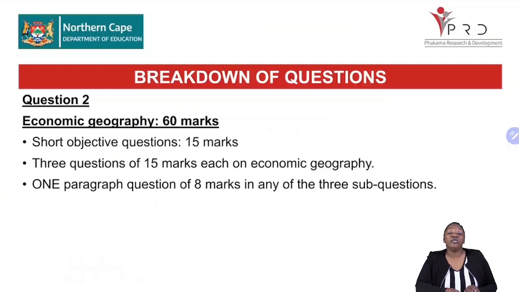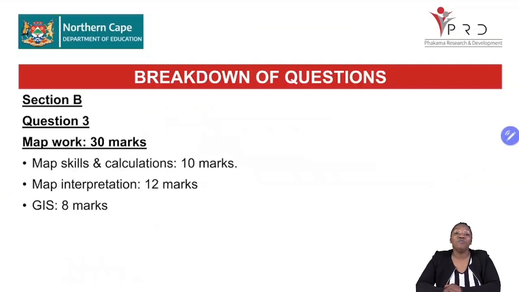Under your question 2, it's your economic geography. Again, the setup is the same. It will be 2.1, 2.2, up to 2.5. Your 2.1 as well as your 2.2, it's where you're going to get your short objective questions, your one-word answers. And then after that, you will have your 2.3, 2.4 as well as 2.5. It's where you should expect your 2 times 2 questions and your 3 times 2. And then amongst those 3 questions, you're going to have 1 paragraph question. And then after that, you move to section B, which is your question 3.